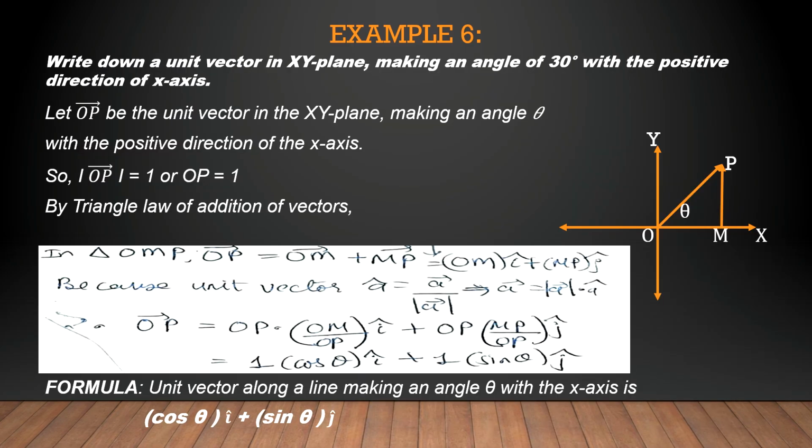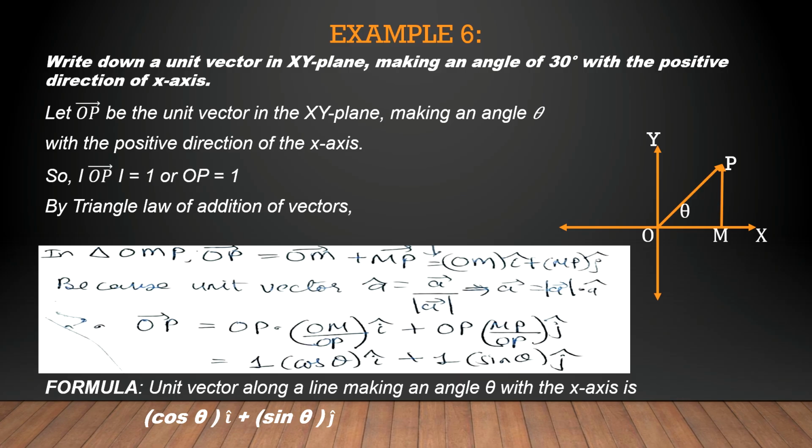Next example. This is an important example because we are going to get an important formula at the end. So, try to understand it. Write down a unit vector in the xy plane making an angle of 30 degrees with the positive direction of the x-axis. Now you can see in the diagram that OP is your unit vector in the xy plane which makes an angle theta with the positive x-axis.